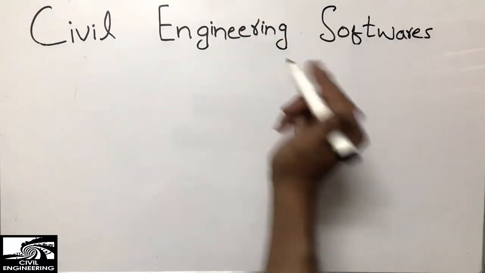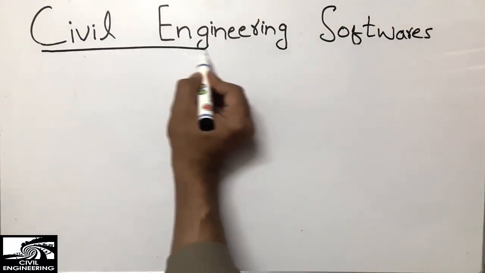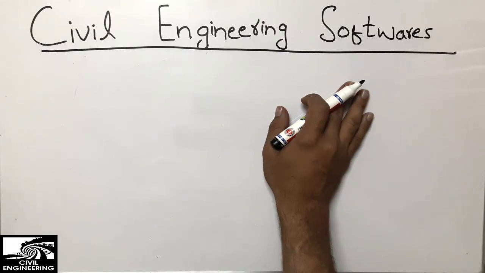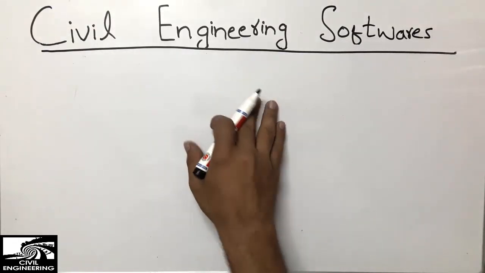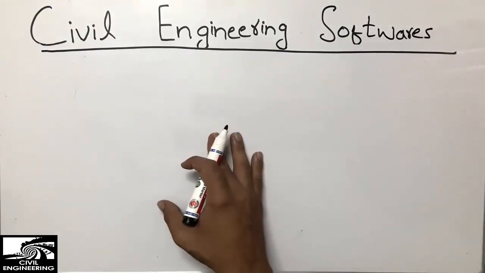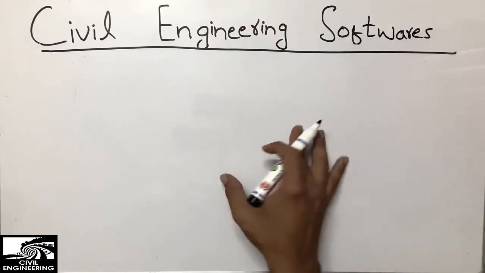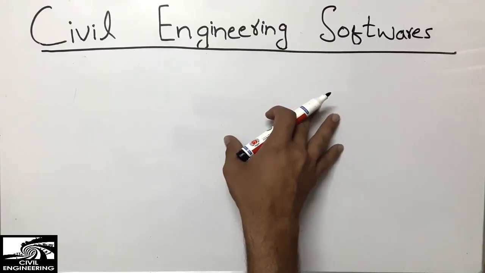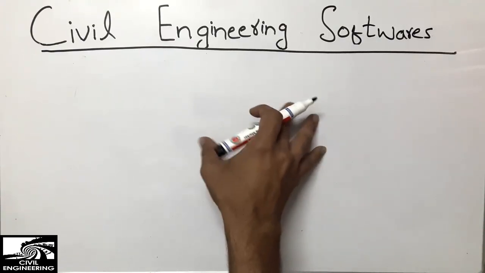So today our topic is about civil engineering software, the names and the list of the software used for different purposes: for analysis, for designing, and for drawing the modeling. We use different civil engineering software, so we are going to discuss their names and their purposes, right?